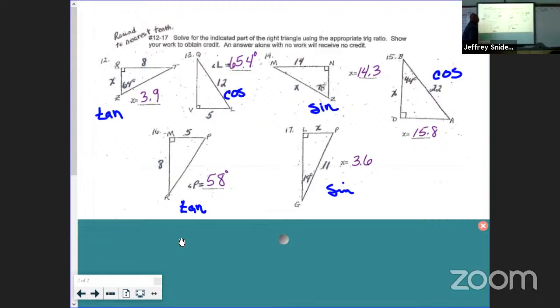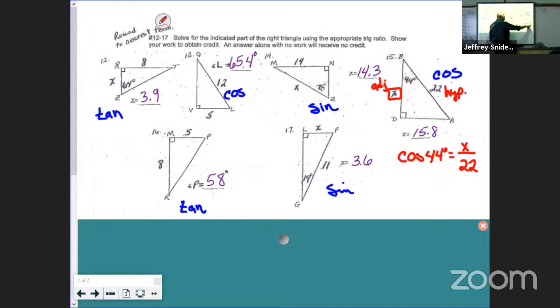Okay. So 15, I'm finding a side. So this is what I'm looking for, and I'm using this angle. So where is this side relative to this angle? It is adjacent. The other side I'm using is the hypotenuse. Adjacent and hypotenuse is the cosine ratio. So the cosine of the angle 44 degrees is equal to x over 22. To solve this one, all I have to do is multiply both sides by what? 22. So x is 22 times the cosine of 44 degrees. That's how you get your answer.